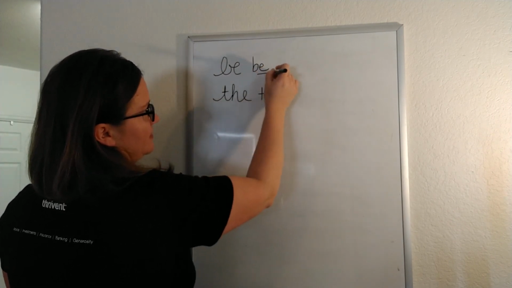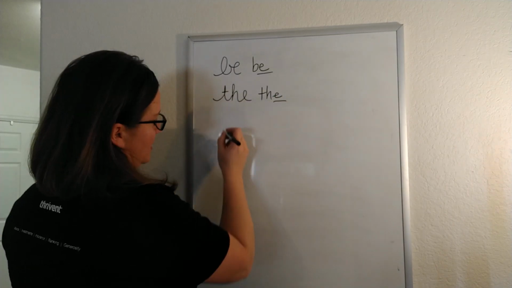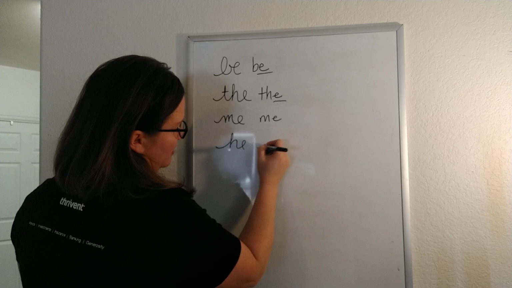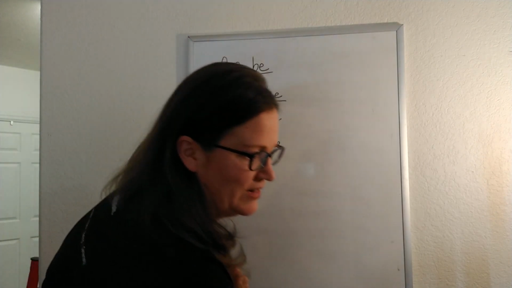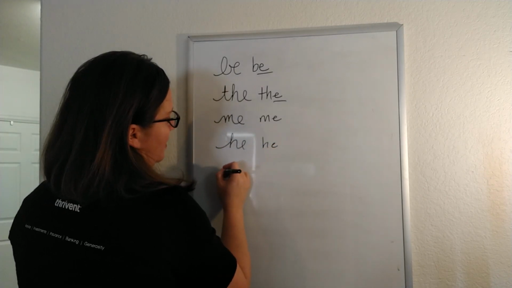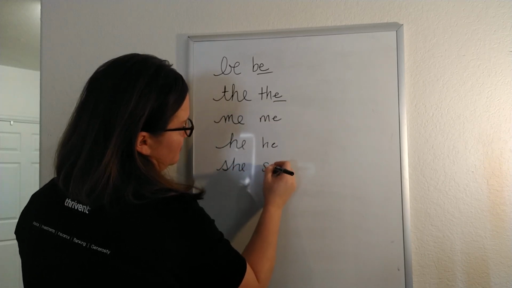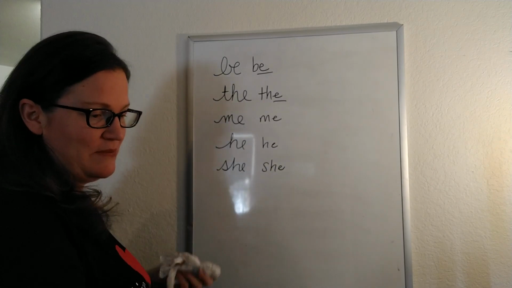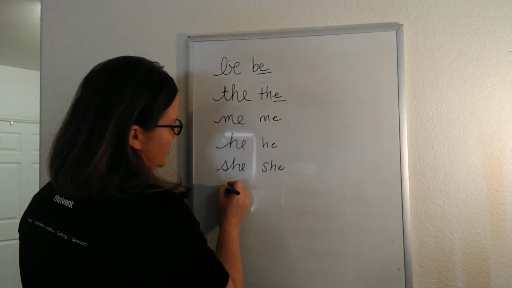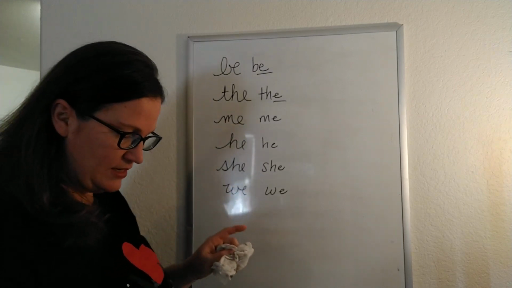See any other ones that end in E? Me. Me. He. He. She. She. What else? What number do we have the word we? I don't know. You're looking at your list from A, B, and C to tell me which words we had. And we. Okay, so these words end in E.